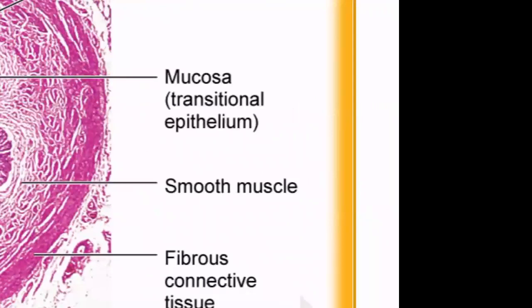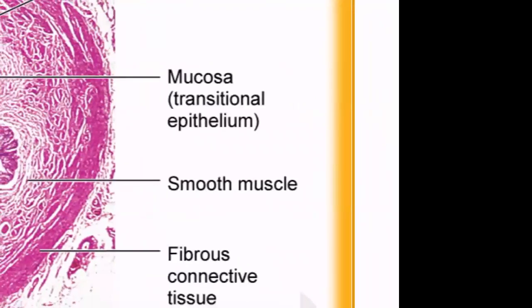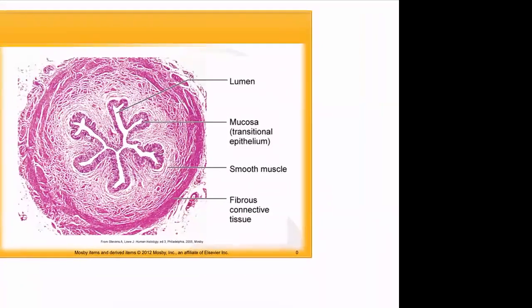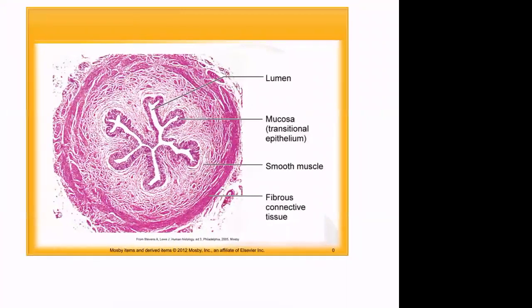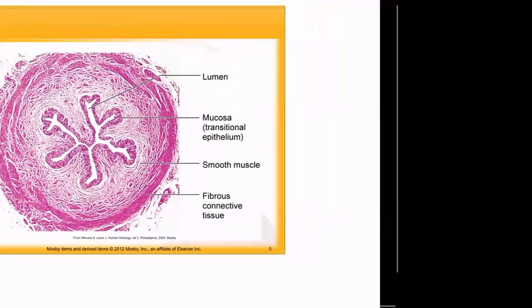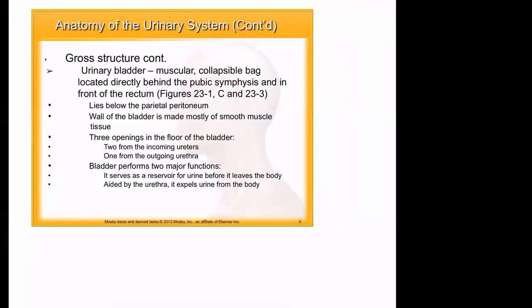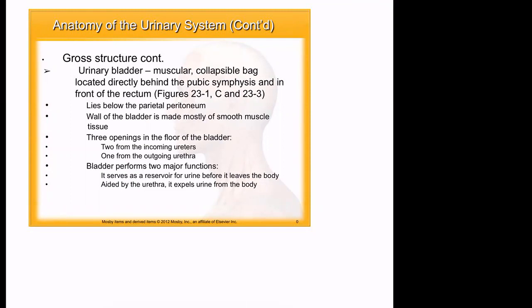It is, of course, smooth muscle. That is going to propel that urine down to the bladder. Because smooth muscle is involuntary, meaning we don't have to think about it, it's going to get pushed down all on its own. Smooth muscle, down to the urinary bladder. The wall of the bladder is mostly made of smooth muscle, because it's going to help push the urine out.